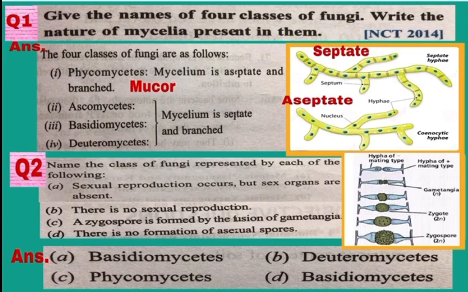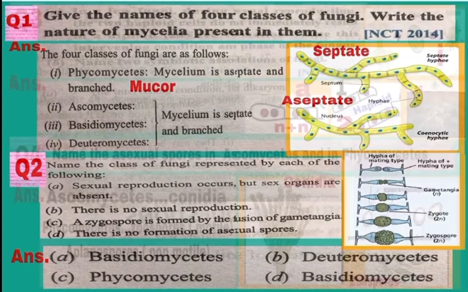B part of the question. There is no sexual reproduction takes place. In class Deuteromycetes, no sexual reproduction is there. C part of the question. A zygospore is formed by fusion of gametangia. It is in Phycomycetes, where 2 gametangia fuse and form zygospore. D part of the question. There is no formation of asexual spores. It is in class Basidiomycetes, where no asexual spores are formed.